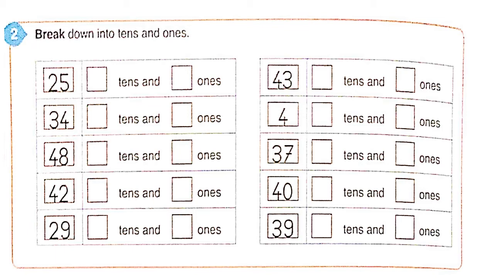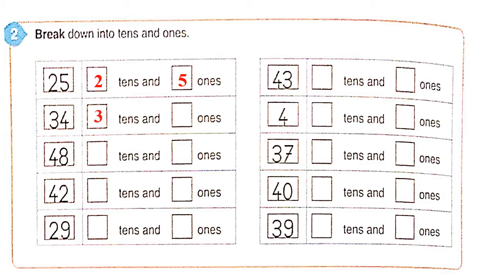Break down into tens and ones. If we have 25, the left digit in 25 is the number of tens, and the right digit in 25 is the number of ones. So 25, we have two tens and of course 5 ones.